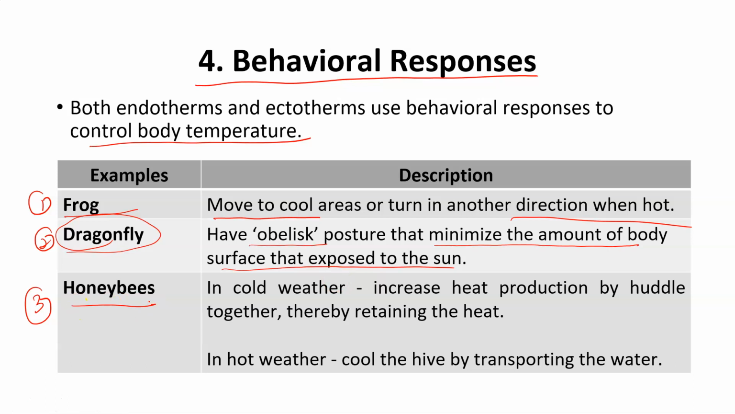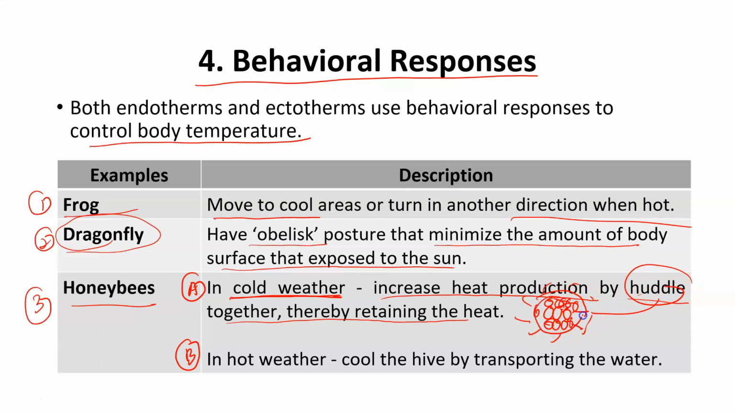Honeybees. Okay. So dalam dua keadaan, keadaan yang pertama, keadaan yang kedua. So mechanism dia berbeza. So kalau suhu sejuk, in cold weather, so they will increase heat production by huddling together, thereby retaining the heat. So kalau suhu sejuk, so bees tu dia akan duduk berkerumun macam tu, so that this is huddled together, so that less surface area will be exposed and the heat is retained in this group of bees. Okay, that is if the temperature is cold.